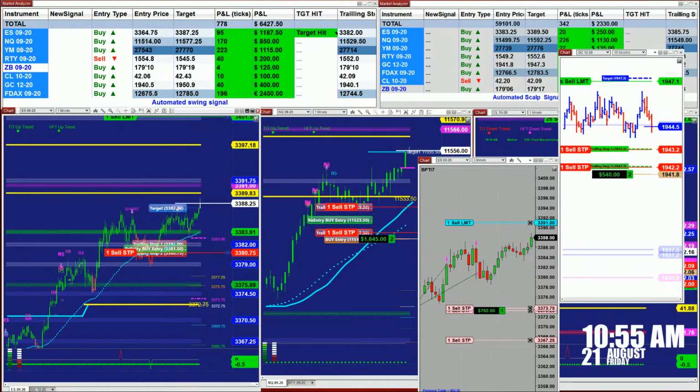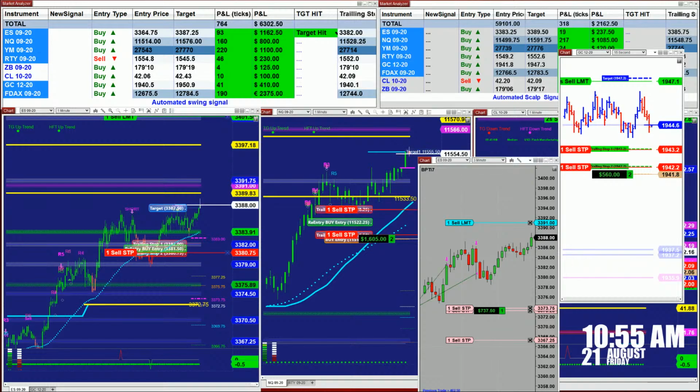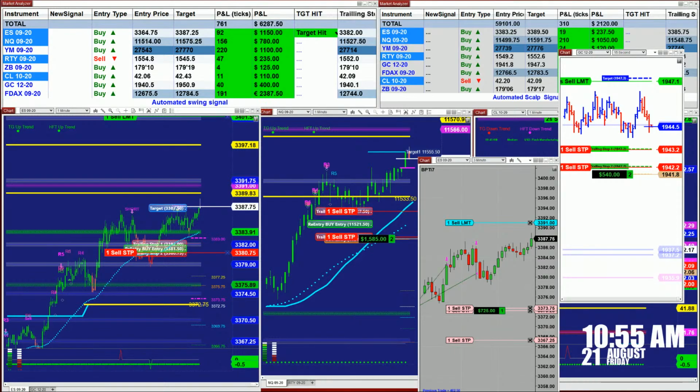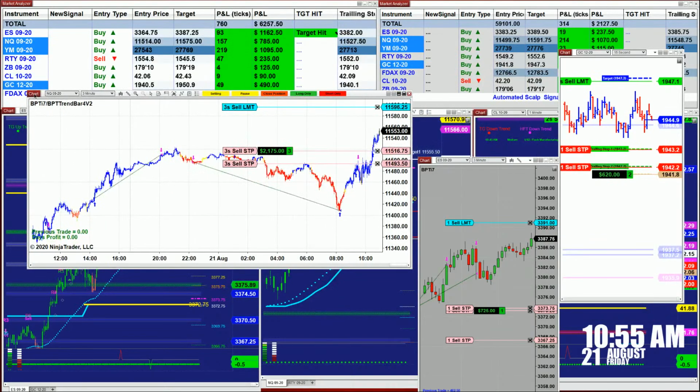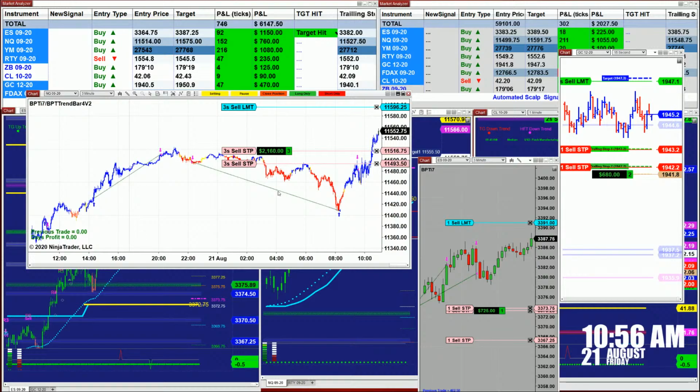Then we have one Nasdaq trade on the auto trade. It's doing very well. Let me see. Again, this is another example. This is a beautiful chart, also 3 minutes.